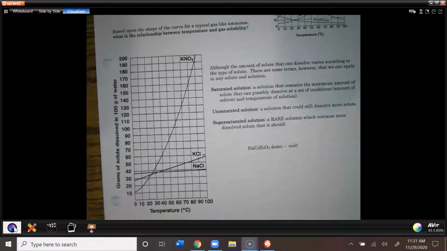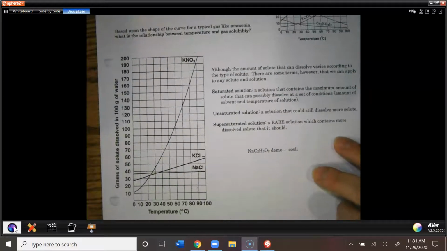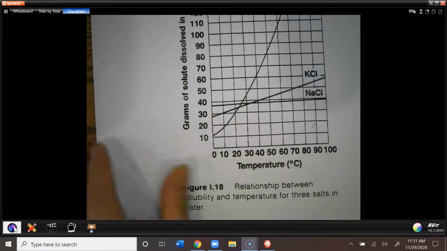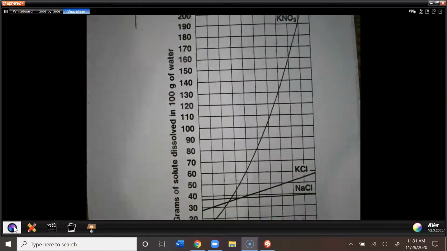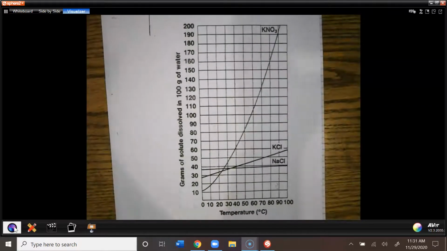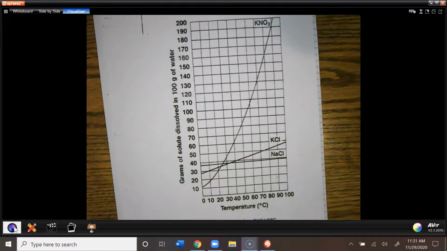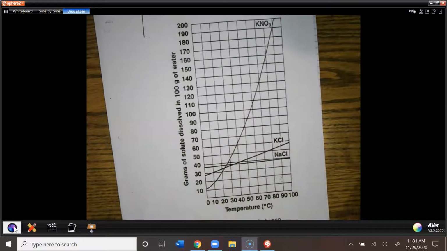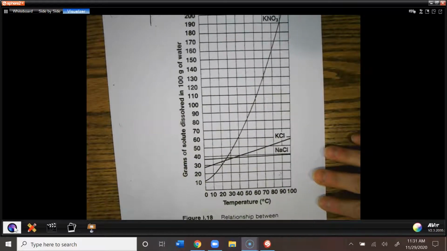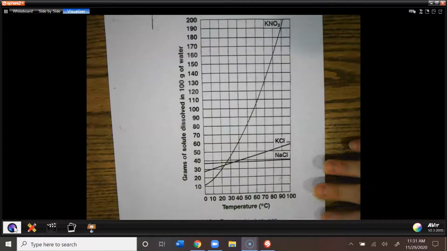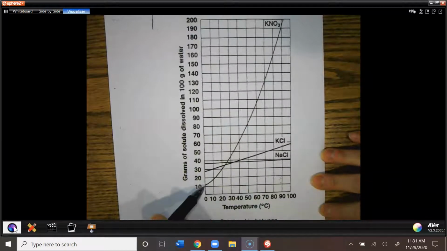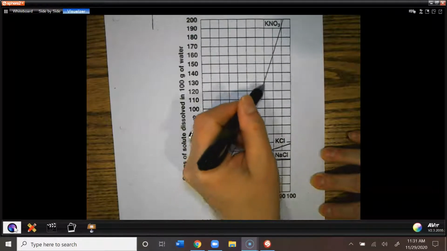I am actually going to shift to a different graph because it's a little bit bigger and I can write on it better. Okay, so I'm going to use this one. Back up the video a little bit so you can see the whole thing. This is identical to the one that you have. I just have made it bigger. So first point we're going to show is the saturation point. So that's the first word, saturated solution. This line represents the saturated solution.